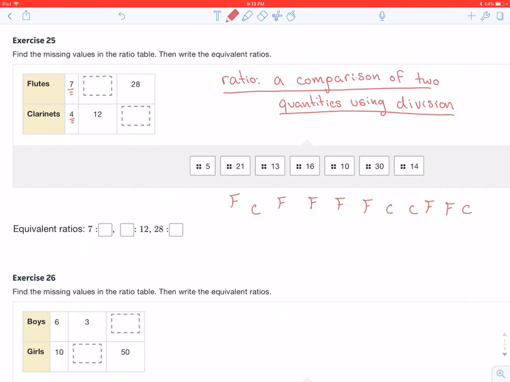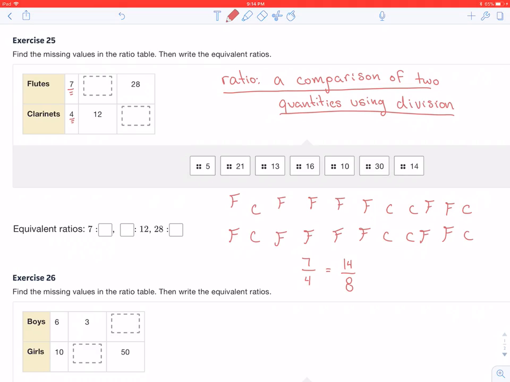There's 4. So what if there was twice the amount of flutes? What if there was 14 flutes? Then in order for the ratio to remain the same, we also have to have twice the number of clarinet players. We need to have now 8 clarinet players. So we went from 7 to 4 to 14. That's twice of 7. And if we have 14 flute players, then we need to have 8 clarinet players.